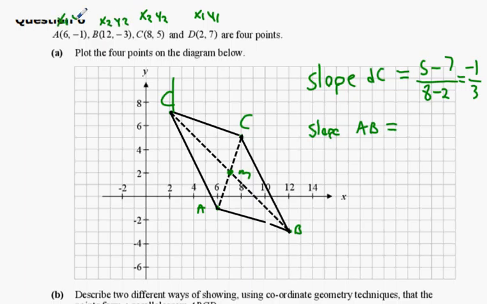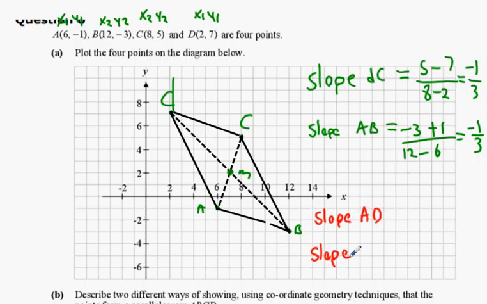So that's one set of slopes that are the same. So we get 12 minus 6 over minus 3 plus 1. That once again is minus a third. Now I'm on the next ones. I have to get the slope of AD. And then once I get the slope of AD, I then have to get the slope of what do I have to get after AD, lads? BC. What's the slope of AD?